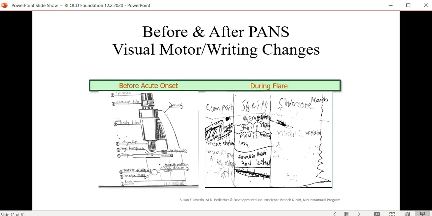Here is a child before and during the flare. Flare is what we call an onset or during the action of the neuropsychiatric illness. This is a child who you can see was very precise, very good at identifying her. Their penmanship was very good. This is during their event of PANDAS. They can barely write. Their motor coordination is terrible. Their visual field measurements are terrible.